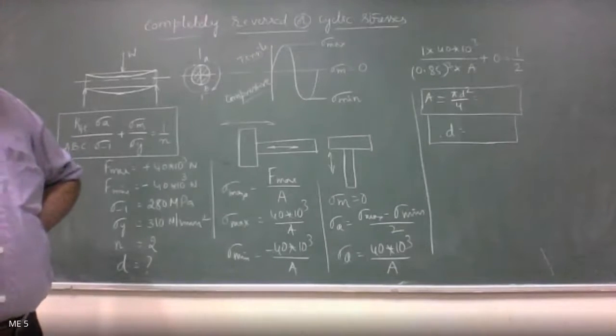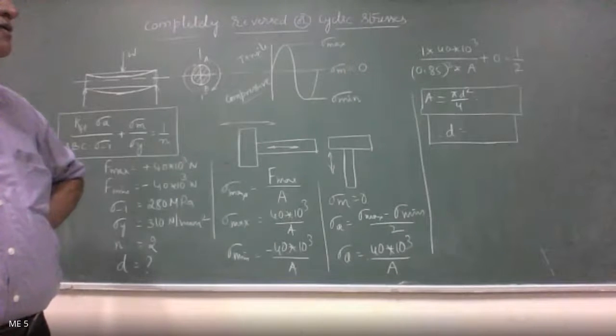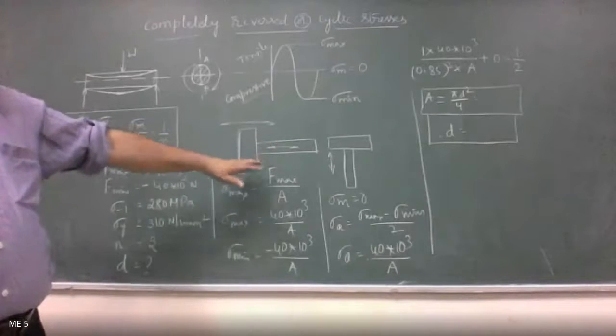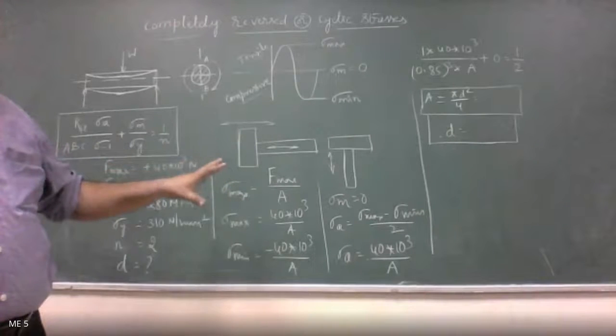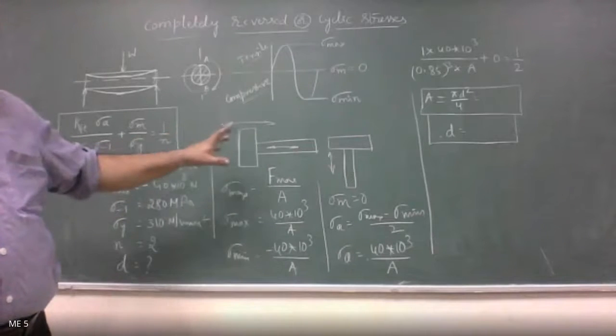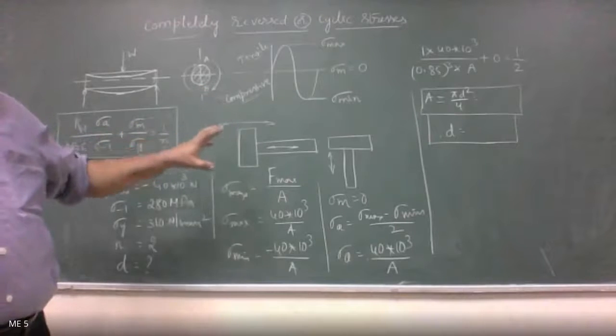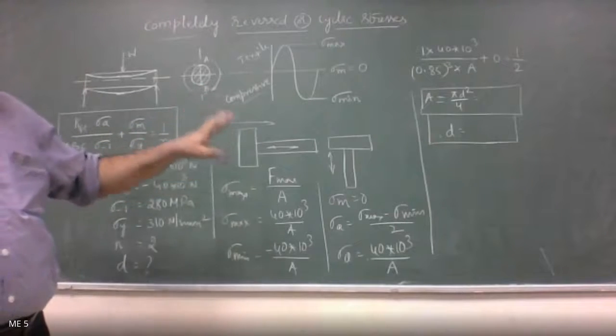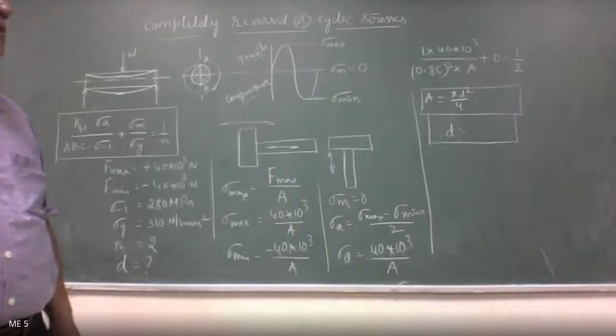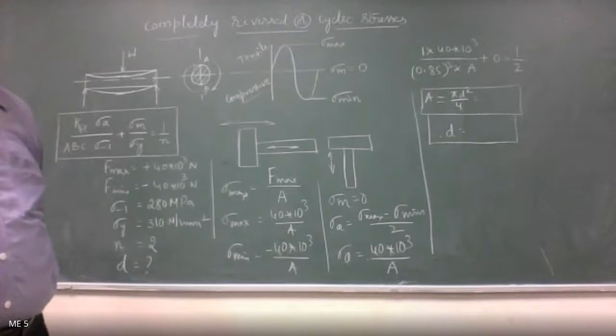You should know that the piston rod is subjected to axial loading. The moment you read the problem, you should be able to ascertain that the piston rod is subjected to alternating tensile and compressive stress, which is loaded axially. What is the value of diameter?